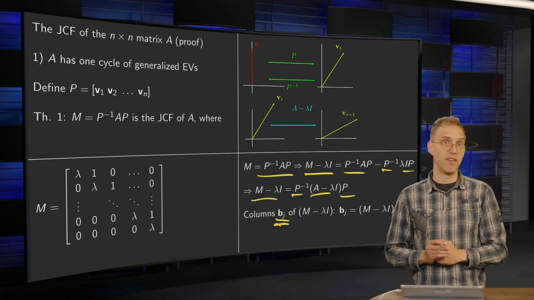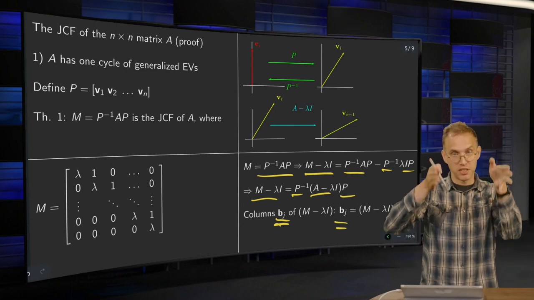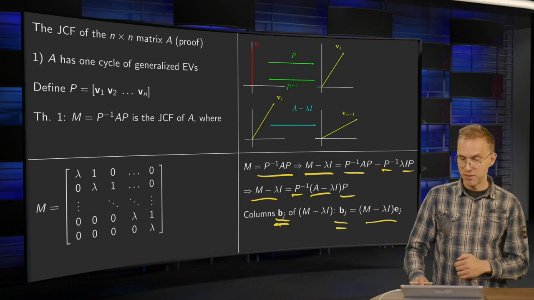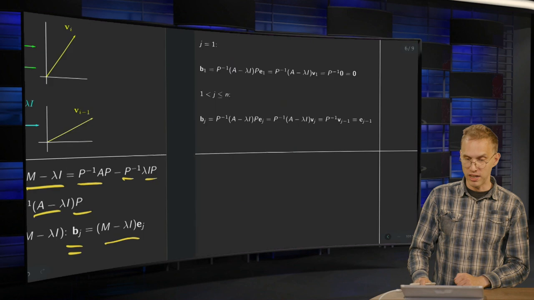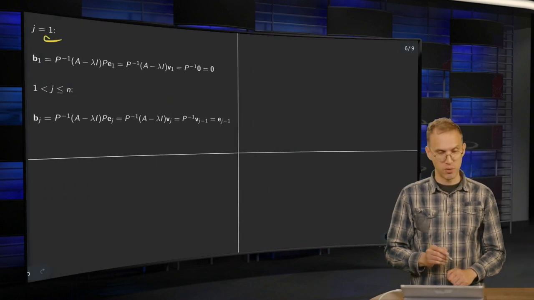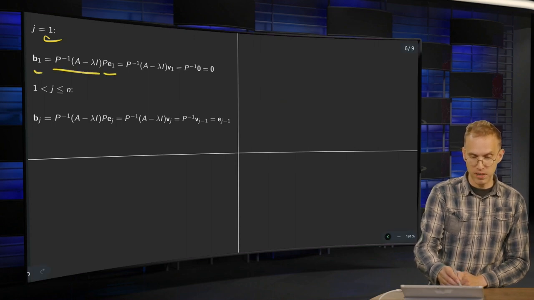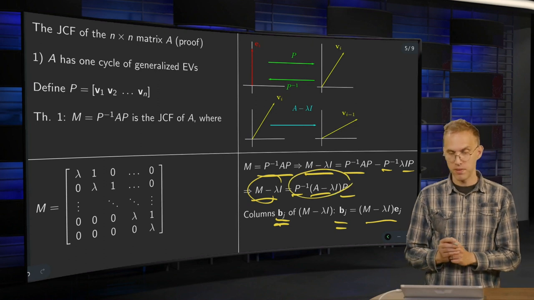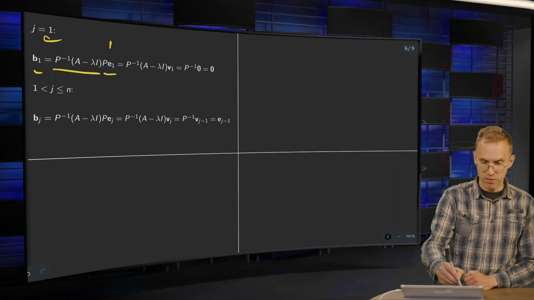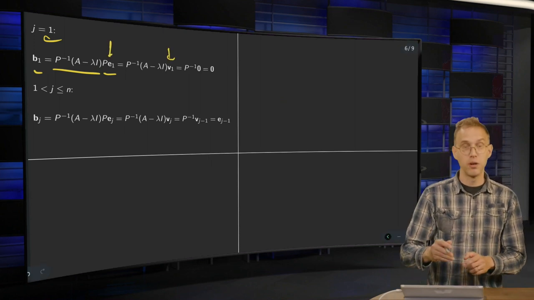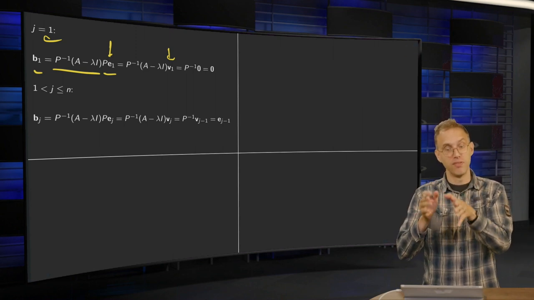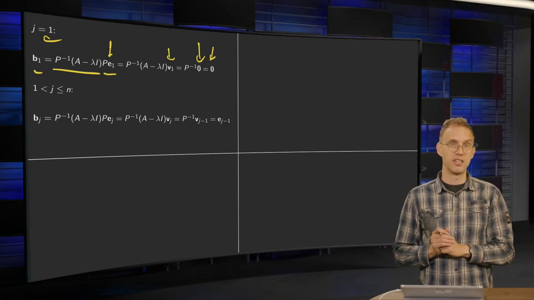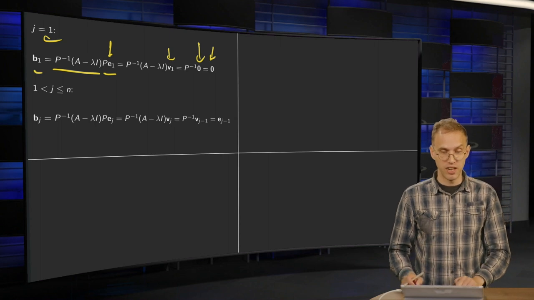So how can we find Bj? Well, just take your matrix M minus lambda I and multiply with Ej, that will give you Bj. So what do we get for M minus lambda I times Ej? We have to consider two cases. First of all, the j equals 1 case. B1 equals P inverse A minus lambda I times P times E1, because M minus lambda I can be rewritten as P inverse A minus lambda I times P. Now P times E1 gives us V1, but V1 is an eigenvector, so A minus lambda I times V1 gives us the zero vector, and P inverse times the zero vector gives us the zero vector. So the first column of M minus lambda I, B1, is a zero vector.